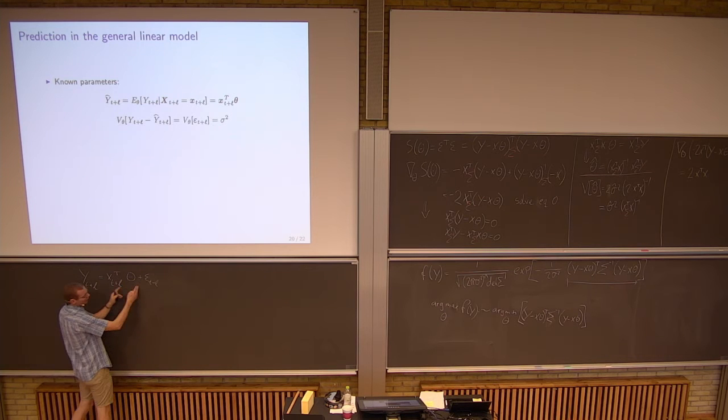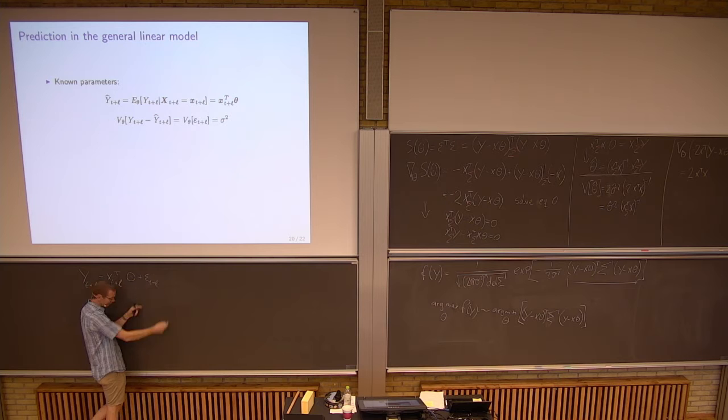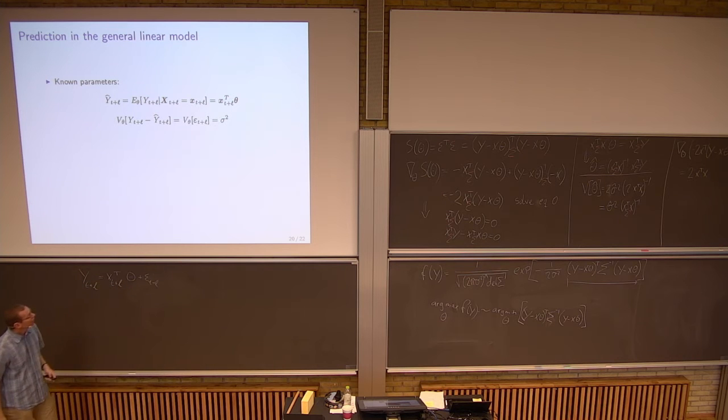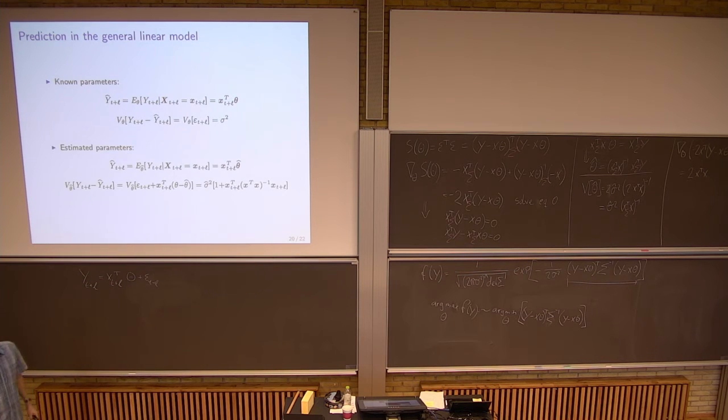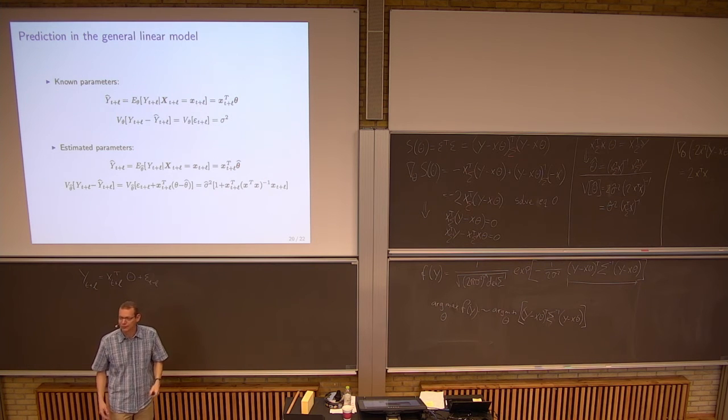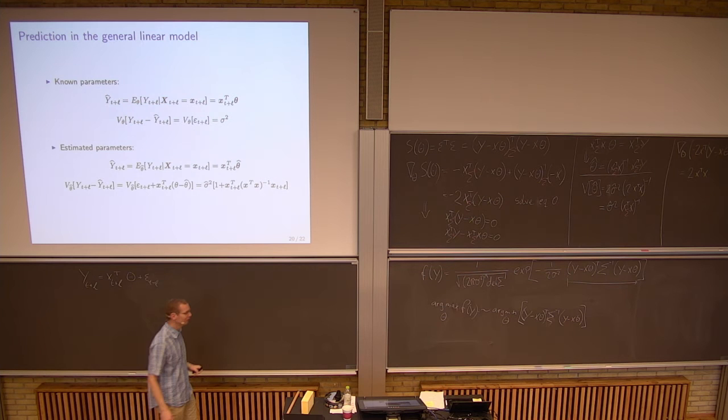This is known, this is unknown. Now, in real life, we've usually estimated parameters. So the prediction here will be the same, except that we now use the estimated value theta hat rather than the true value of theta. I would say that's probably rather obvious.